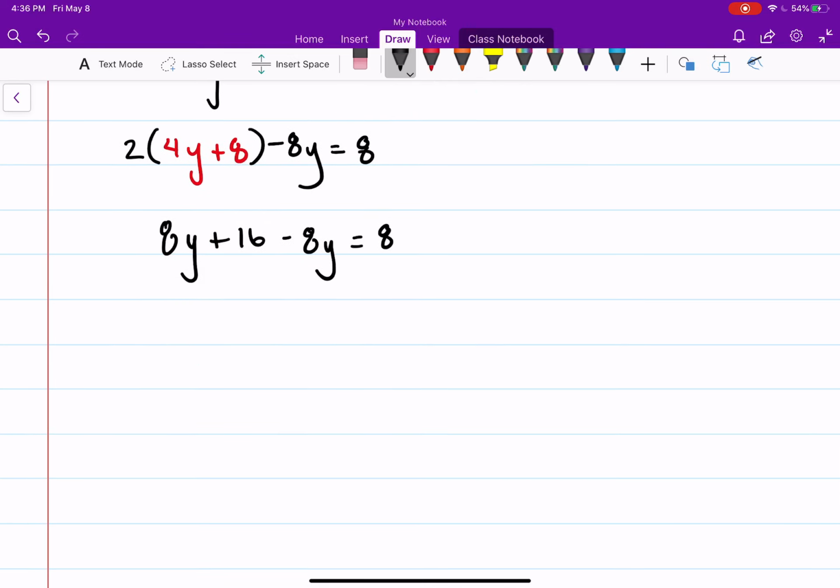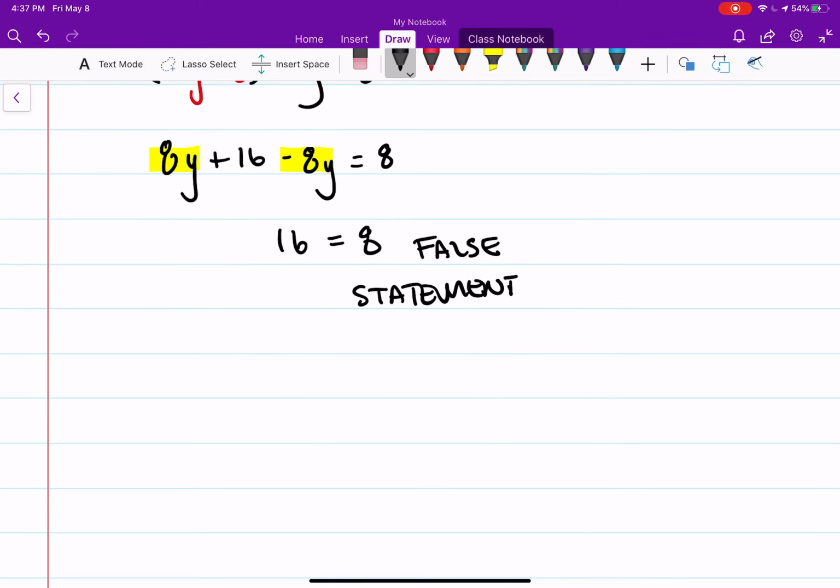I have to distribute the 2, so I get 8y plus 16 minus 8y equals 8. Oh no, look at what happened. The y terms go away, so I'm left with 16 is equal to 8. Here's my question: is 16 ever equal to 8? No. So this is a false statement, which means the lines never ever touch. Therefore, this is going to be no solution.